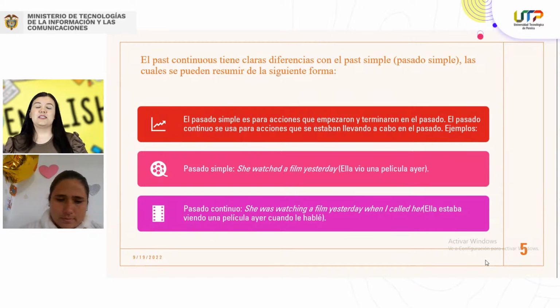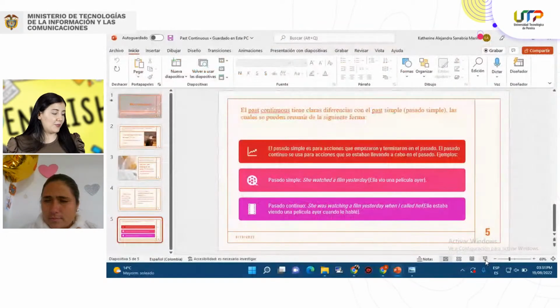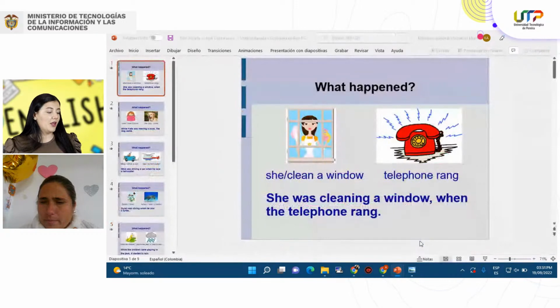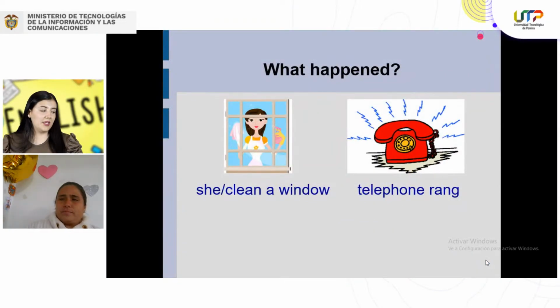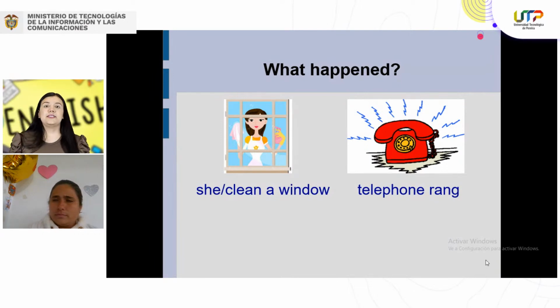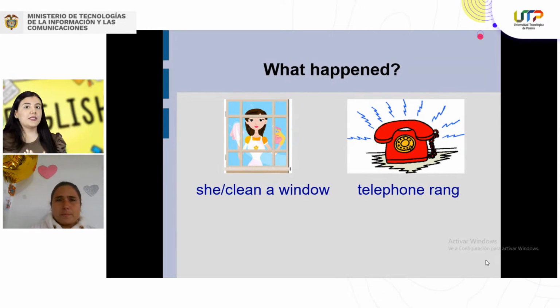And let's just take a look at the examples. Vamos a ver los ejemplos para que ustedes puedan verlo de manera más clara. ¿Cómo funciona entonces estas interrupciones? ¿Listo? En pantalla les voy a mostrar dos eventos del pasado, ¿sí? Y la pregunta clara para estos dos eventos es, what happened? ¿Okay? What happened? ¿Qué pasó? ¿Cierto? Esa es la pregunta del pasado.